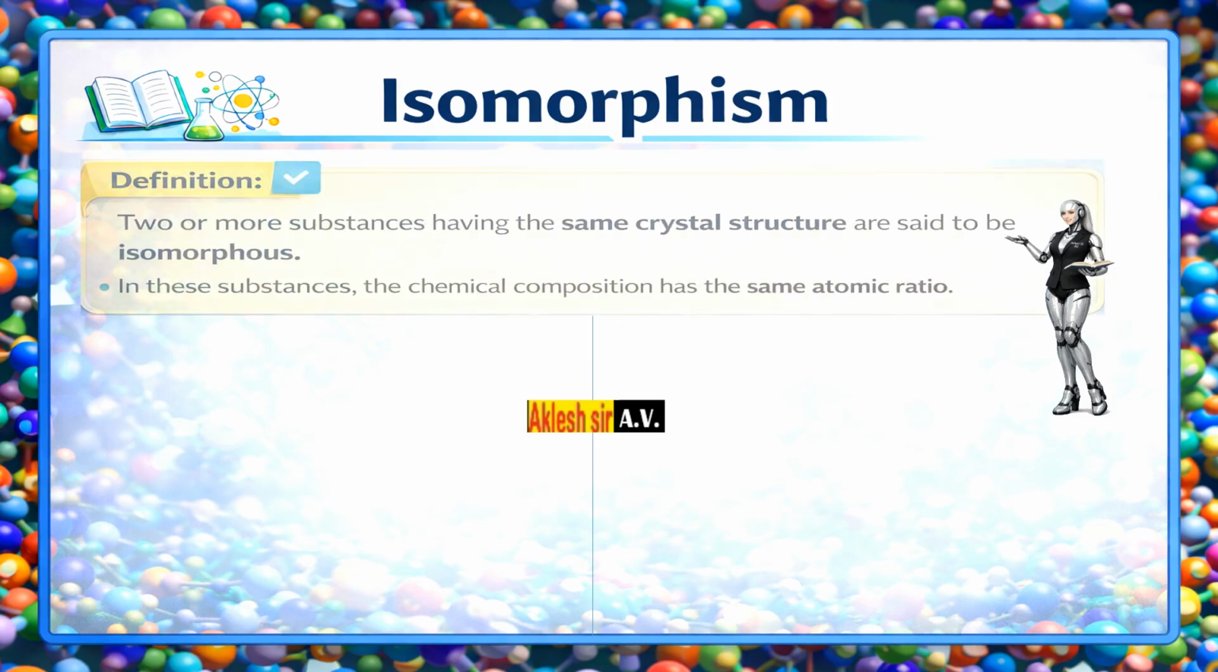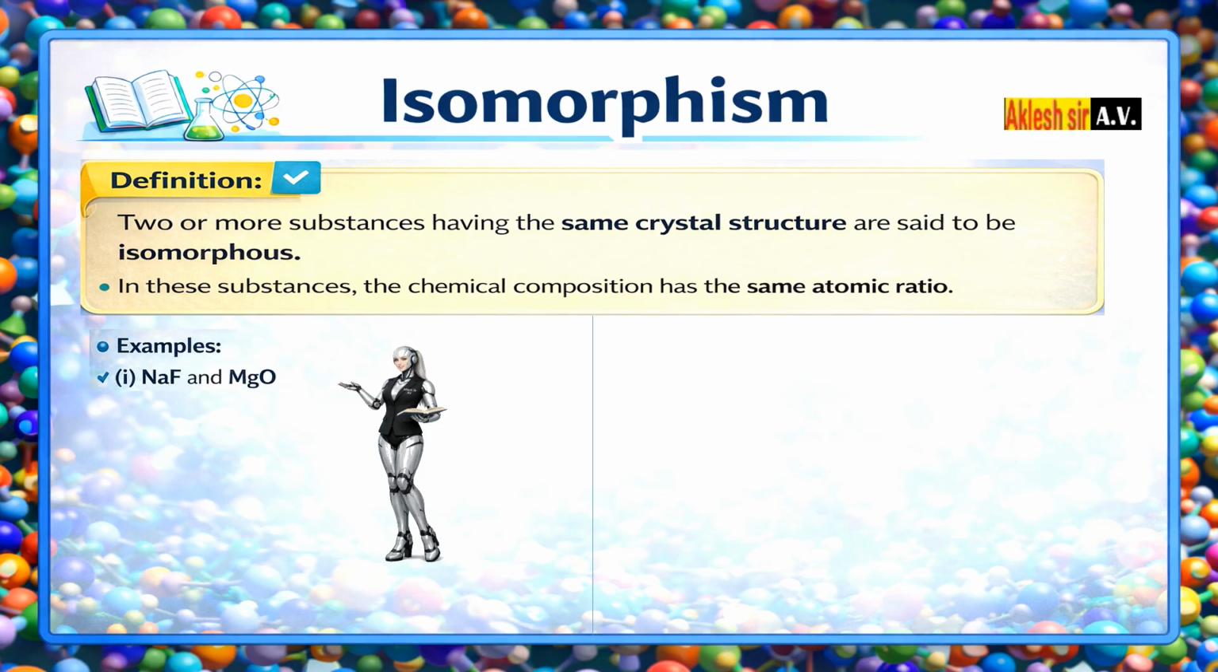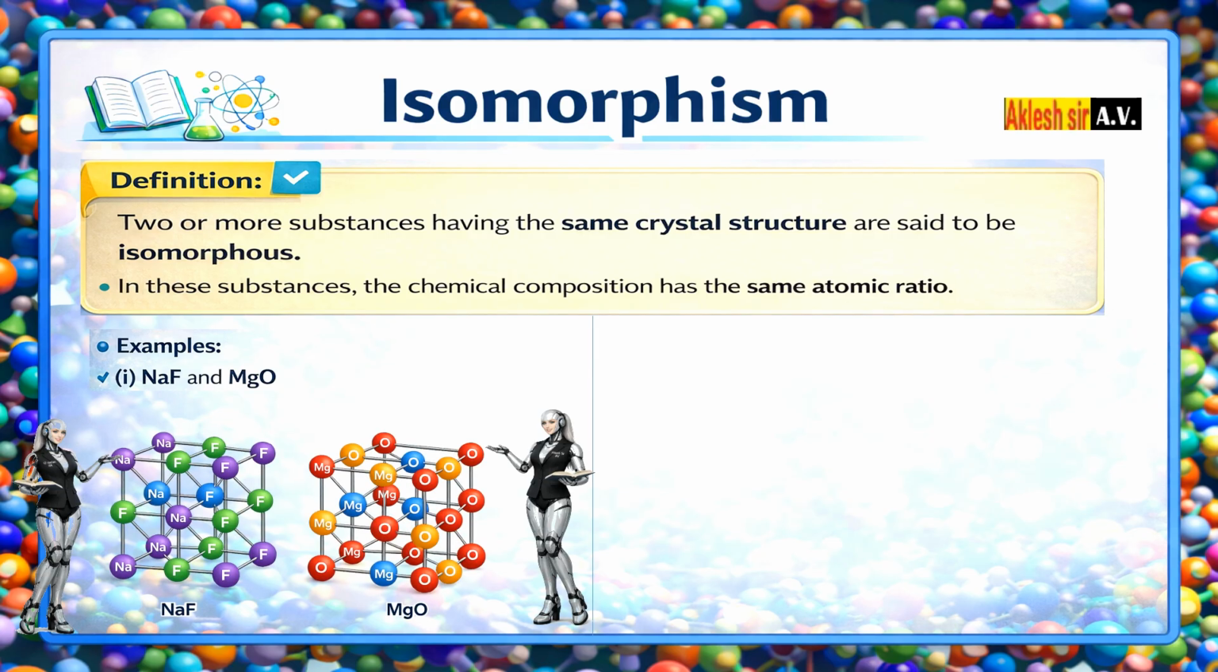Isomorphism. Two or more substances having the same crystal structure are said to be isomorphous. In these substances, the chemical composition has the same atomic ratio. Look at this isomorphous example: sodium fluoride, NaF, and MgO. Both of them have something in common, and that is the atomic ratio, which is 1:1. Sodium is 1, fluorine is 1, magnesium is 1, oxygen is 1. So the atomic ratio is 1:1.